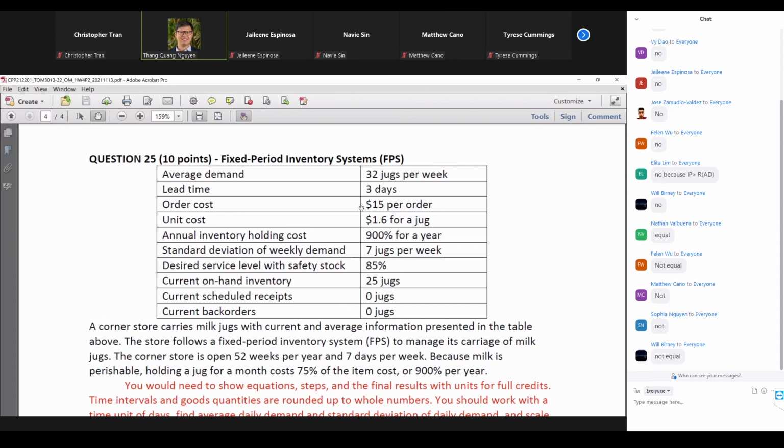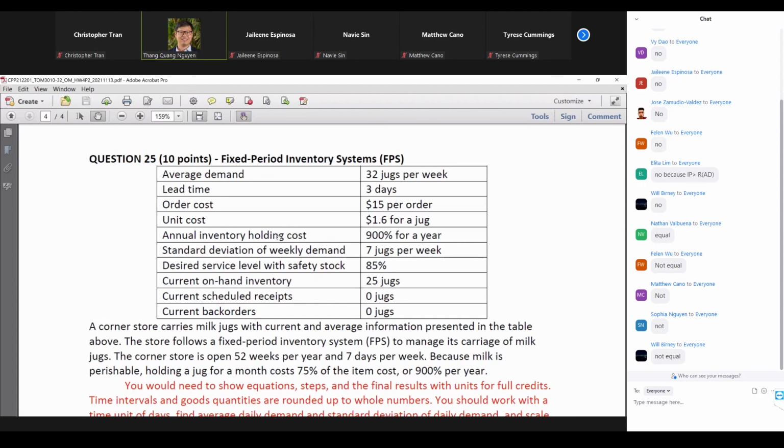The ordering cost is $15 per order. The ordering cost, remember, is for the transaction fees, for shipment, for insurance, right? The cost associated with the order is not the cost of the milk. The $15 here is a cost for the order to be fulfilled, right? And then the unit cost here is $1.6 for a milk jug.